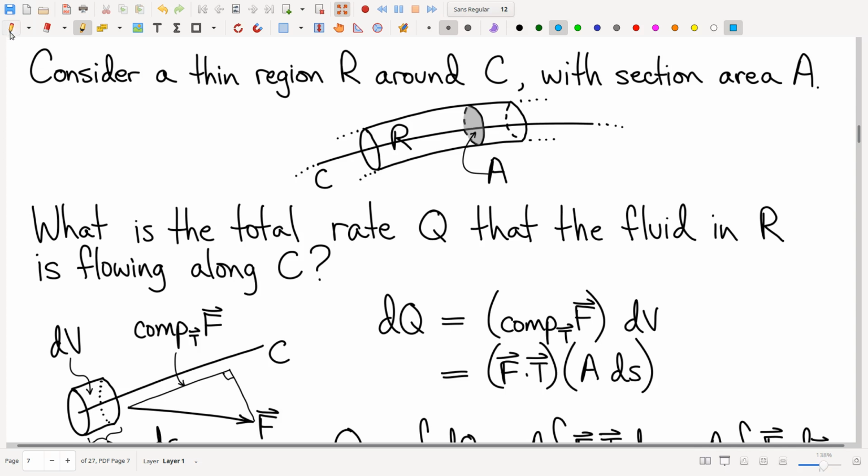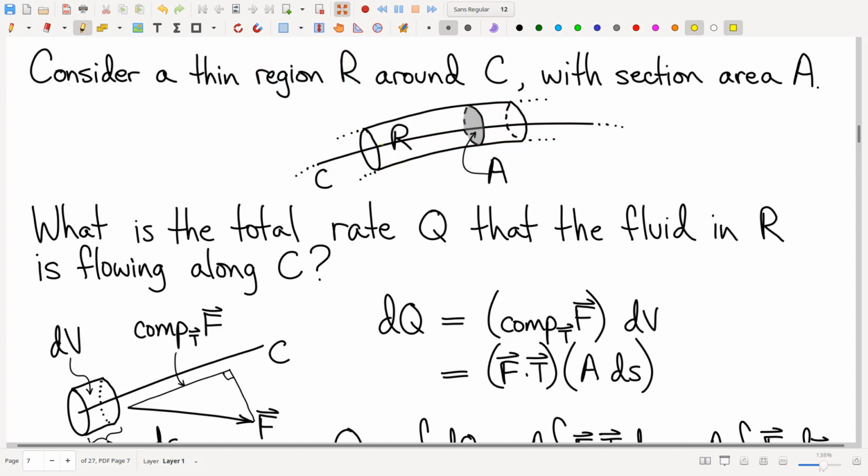Let's suppose we have a curve C like this. And let's suppose we have a cross-section area like this that I'm going to imagine I drag along the curve like that, and that's going to make this thin, tube-like region, something like that. That's going to be our region R, if you will. Okay, so with that set up, here's the seemingly weird, unnatural question that I'm going to ask.